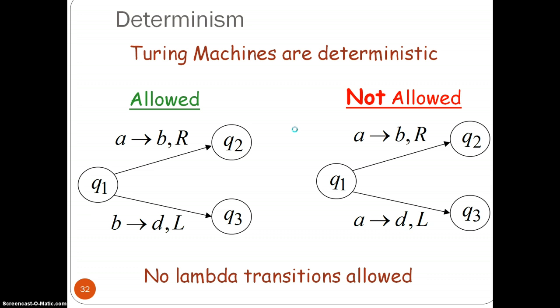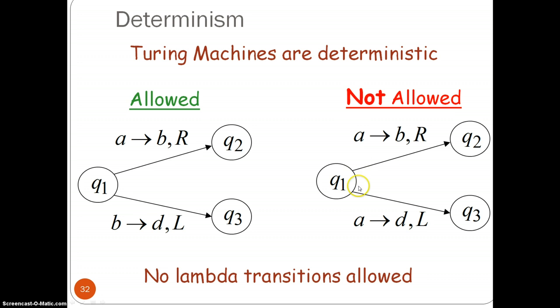There are two types of Turing machine: one is the deterministic Turing machine and one is the non-deterministic Turing machine. A deterministic Turing machine is one in which we have only one transition for one input. Like in this case, at Q1, when we are reading the input A, we write B at that place and move right. There is no other transition for the symbol A on state Q1.